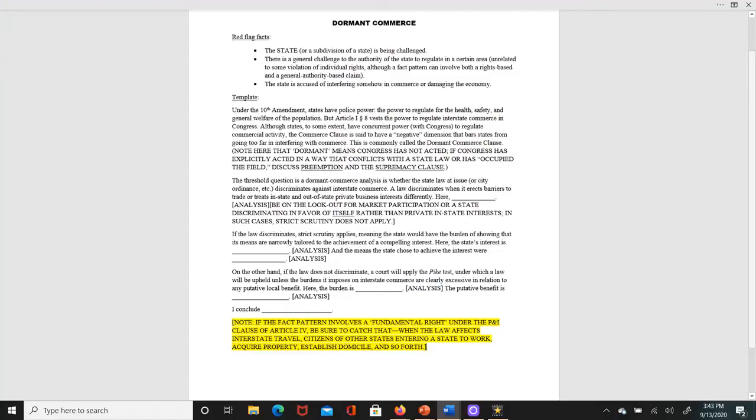One more thing. It's possible when you see a dormant commerce type of fact pattern that it also involves the Privileges and Immunities Clause of Article 4. Be on the lookout for some kind of discrimination that goes to the fundamental rights involved in citizenship, like moving to another state, acquiring a job in another state, working in another state, acquiring property in another state, establishing domicile in another state. Those things are called fundamental rights under the Privileges and Immunities Clause.